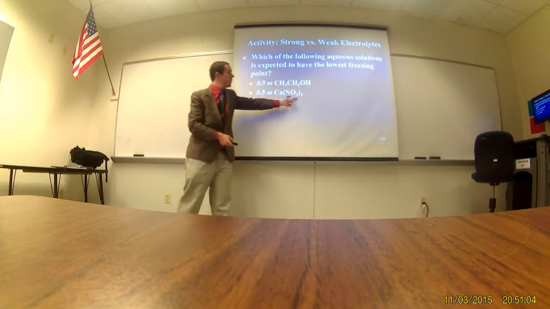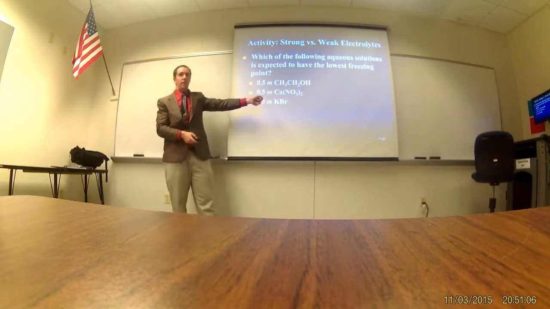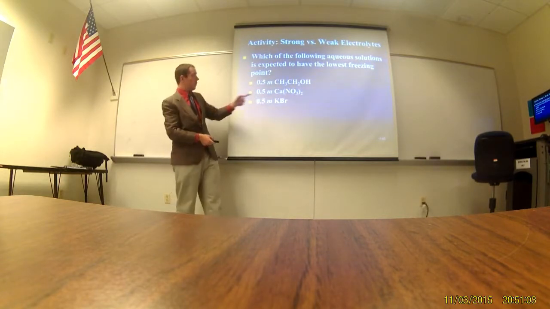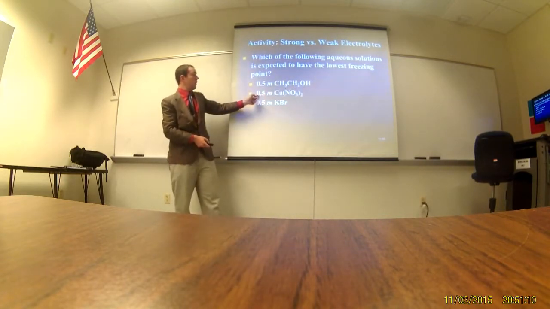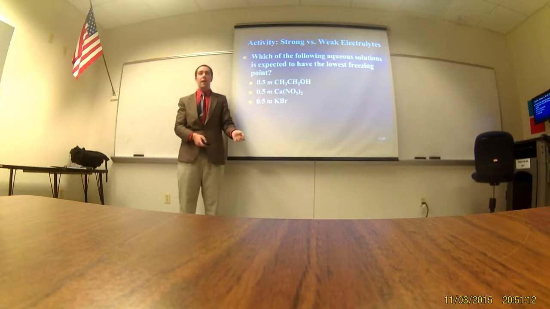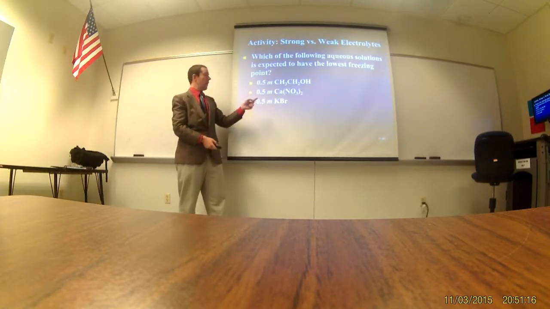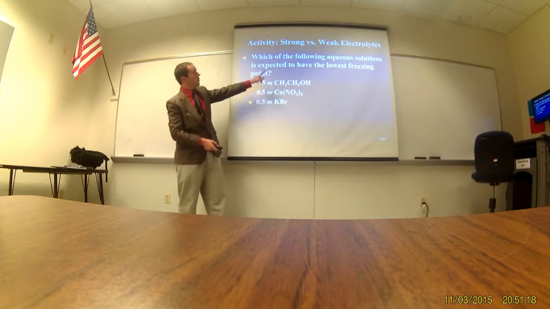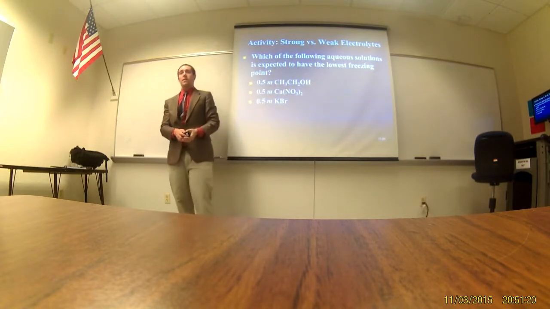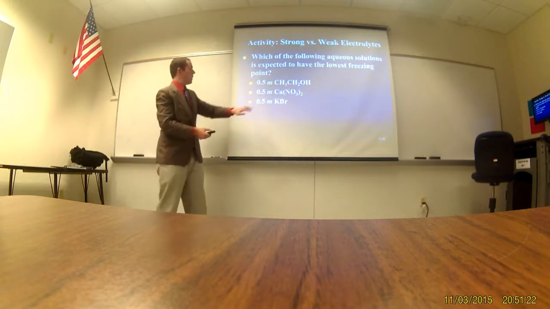How many particles do you get out of this? 1 mole. You get 3 out of that. So 0.5 times 3 is 1.5. How many particles do you get out of that? 2. 0.5 times 2 is 1. So the lowest freezing point is the one that has the most particles, which is this one.